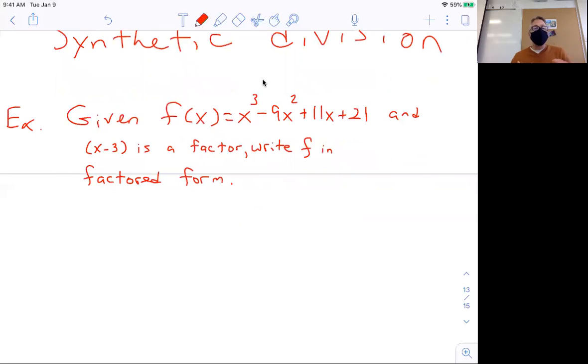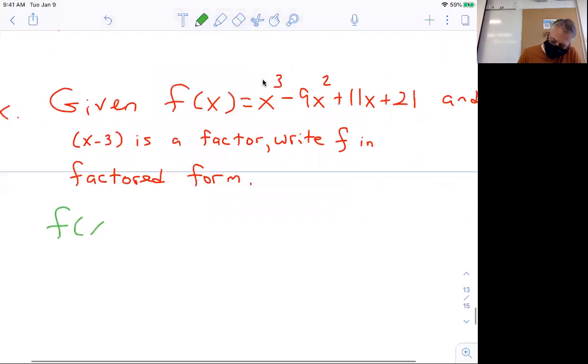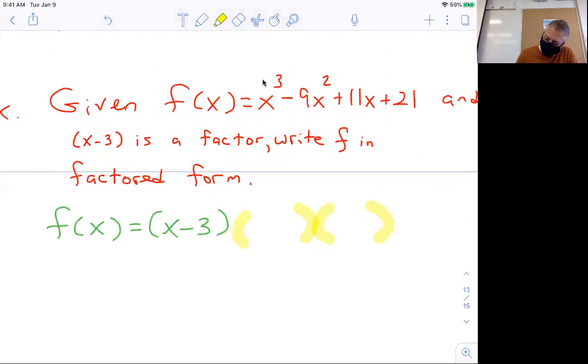All right, so we already know part of our answer. We know this much so far: f of x equals x minus 3. It told us that x minus 3 is a factor, so that's one of them. But we're going to have other factors also. We might have 2 more, 3 more, or whatever, but we have to find those other factors. So I'm going to later on be filling in those marks. And we're going to use synthetic division to do that.